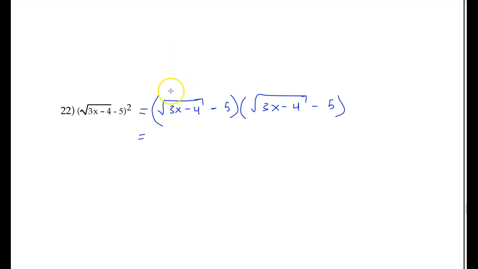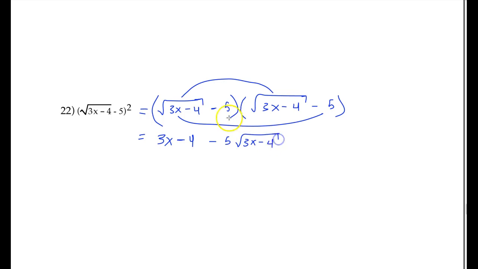Once we're here, we'll do the FOIL method just like we have been doing. Anytime we multiply square root of anything by itself, we know it's just going to be whatever's under the radical. We do the outside part, that'll give us a -5 times square root of 3x minus 4. Inside part gives us another -5 times square root of 3x minus 4. And then the last part, negative times negative is positive. 5 times 5 is 25.